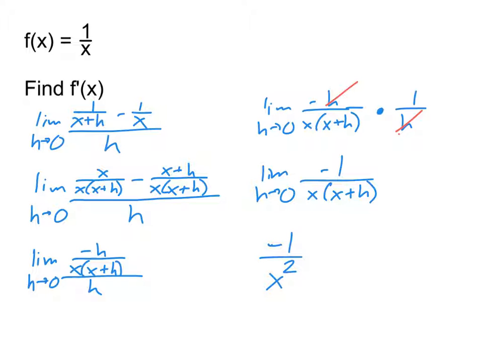Alright, so when we end up actually working all this out then, we plug 0 in for h, so the bottom becomes x times x, which is just x squared. So we now know that f prime of x equals negative 1 over x squared, or a negative 1 over x squared if you preferred. You could have written the negative in front of the fraction just to make it look a little bit cleaner, a little bit prettier.